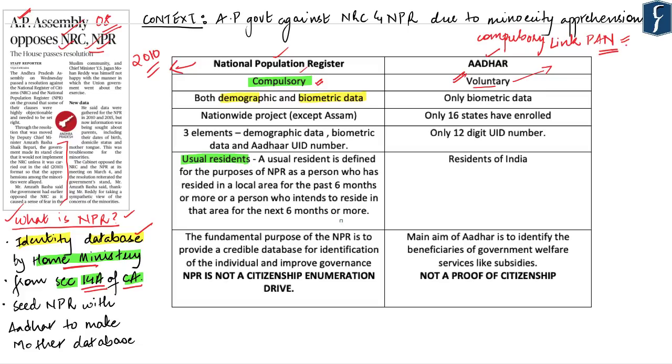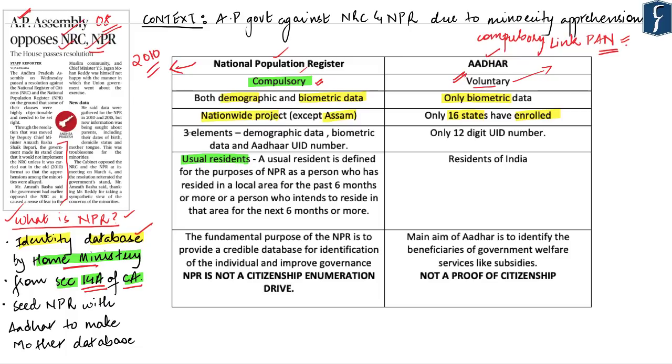However, if there is a discrepancy between the data which you have provided under the Aadhar and the NPR, then the NPR will prevail. So the second difference is that NPR collects both demographic and biometric data, whereas Aadhar only collects biometric data. Then NPR is a nationwide project, whereas only 16 states have enrolled for the Aadhar exercise. Now this number of 16 states is liable to change in the future. All you need to remember is that not all states have enrolled for Aadhar. However, NPR will not be conducted in Assam because recently we carried out the NRC exercise in Assam, so that will lead to duplication of efforts.